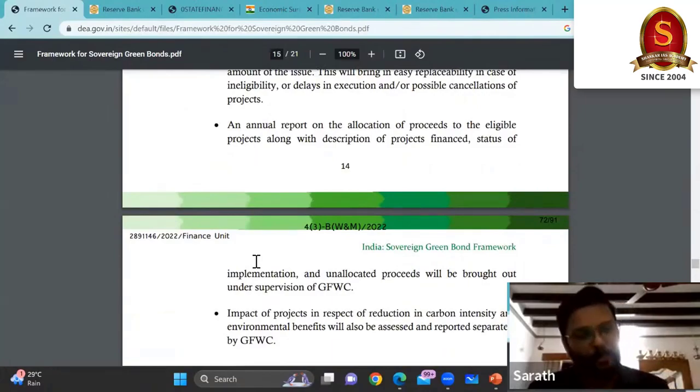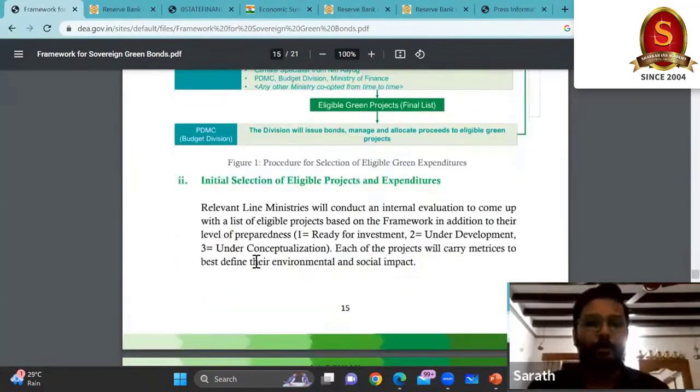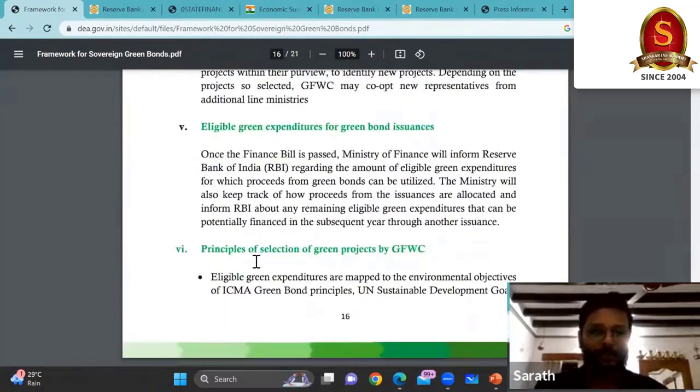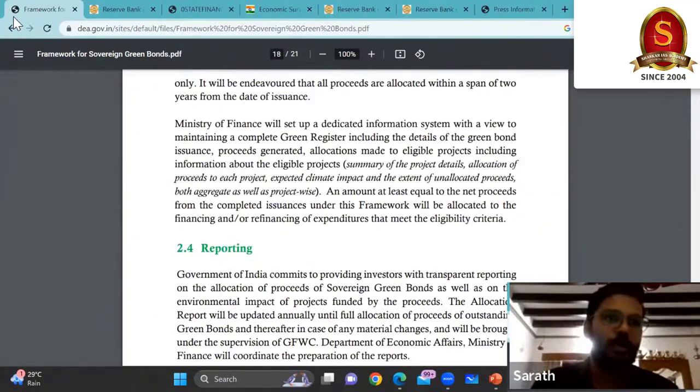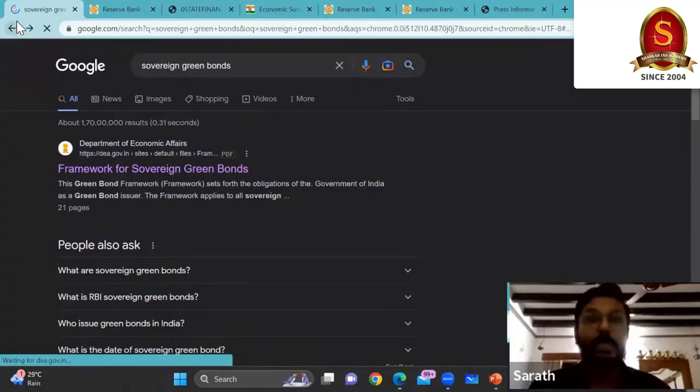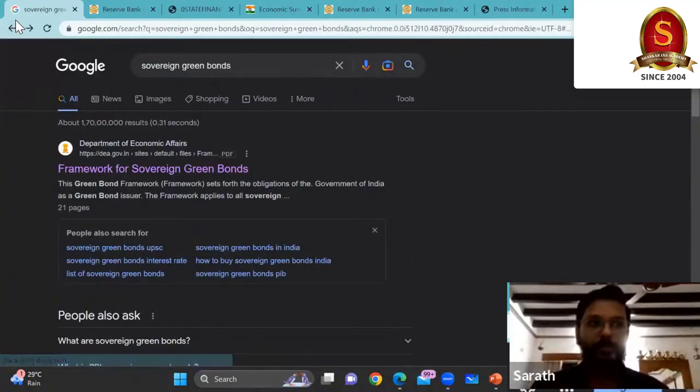Only thing, just do a normal Google search. You'll know the amount of money that they are trying to raise and all those things. Just some basic information is enough. You don't have to come to this document. I'm just showing you because there is an official source. Nothing wrong with coming here. Always rely on the best source, but you can also rely on PIB.